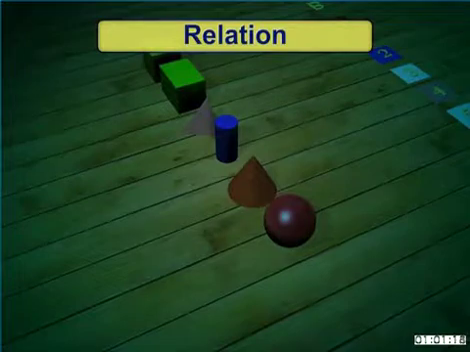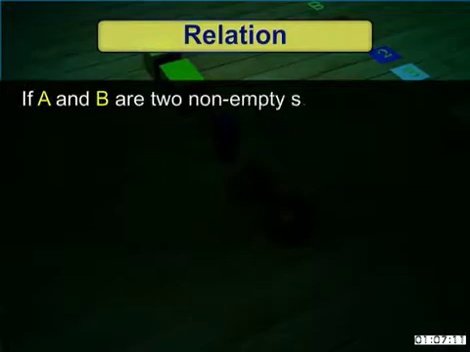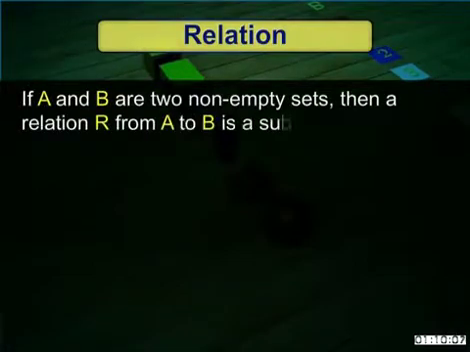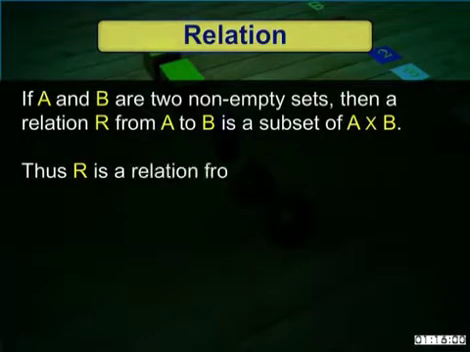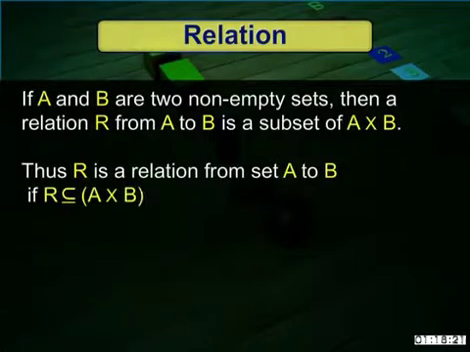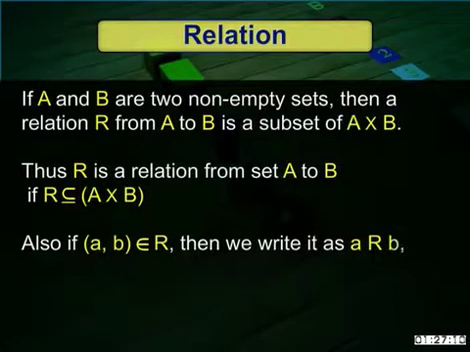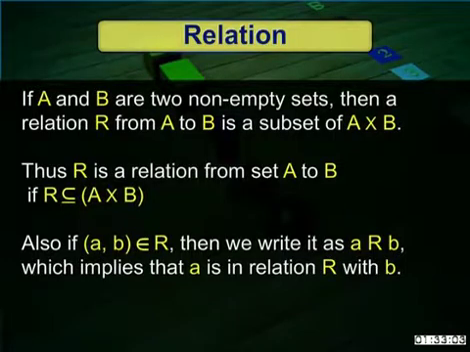Recall the definition of a relation learned earlier: if A and B are two non-empty sets, then a relation R from A to B is a subset of A cross B. Thus, R is a relation from set A to set B if R is a subset of A cross B. Also, if the ordered pair (a, b) belongs to the relation R, then we write it as a R b, which implies that a is in relation R with b. We shall see in due course how a function is related to a relation.